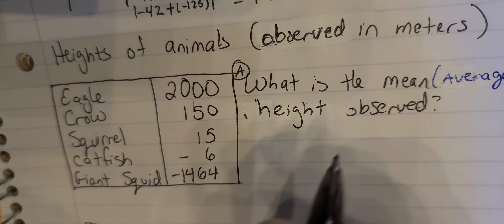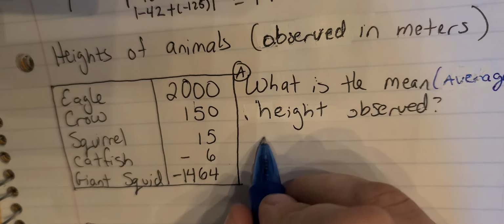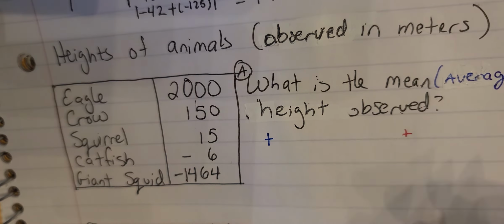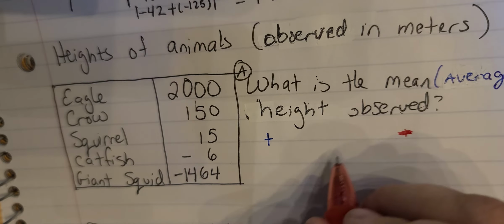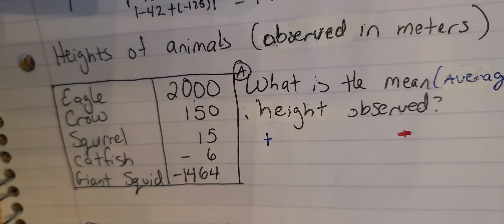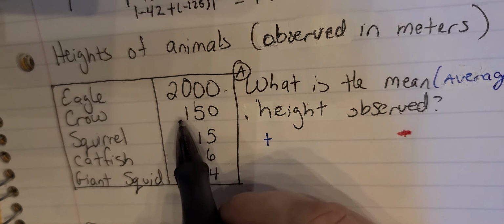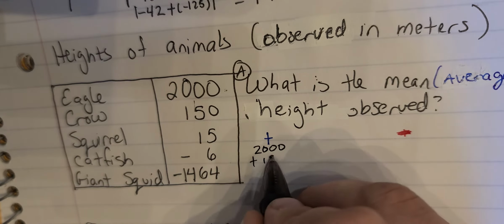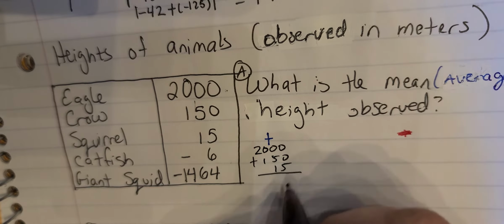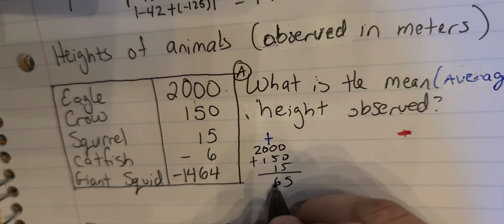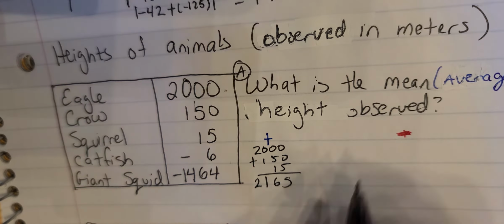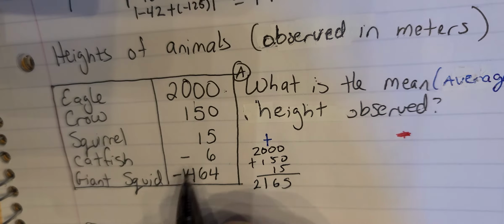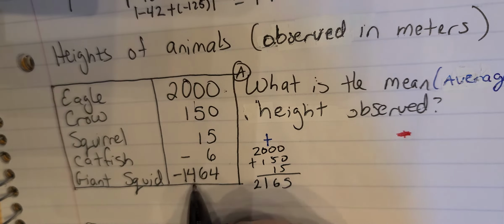So I'm going to break this up into two pieces, my positives and my negatives. All right? And I'm going to add these numbers together. So 2,000 plus 150 plus 15 gets me 2,165. And now I'm going to go ahead and add in the absolute value, the numbers here.